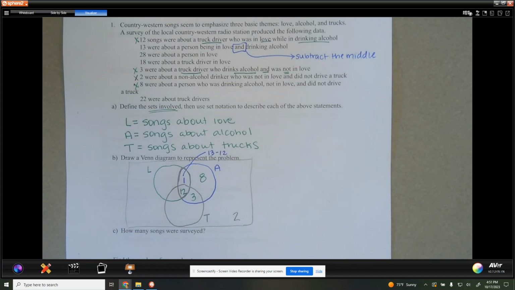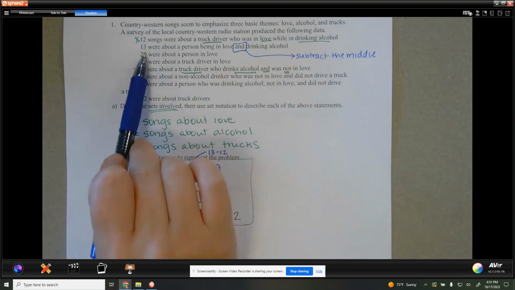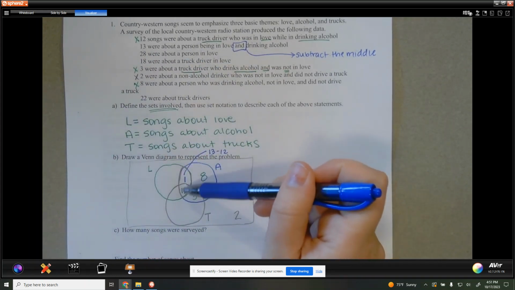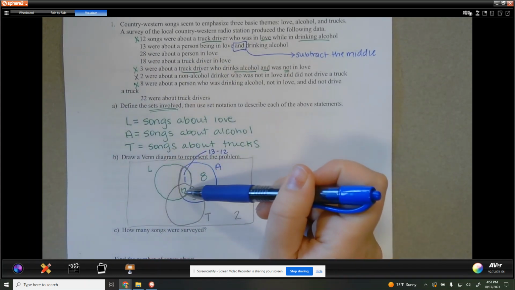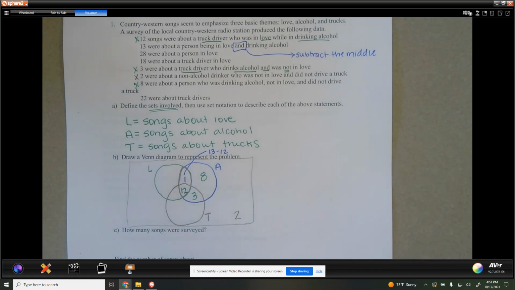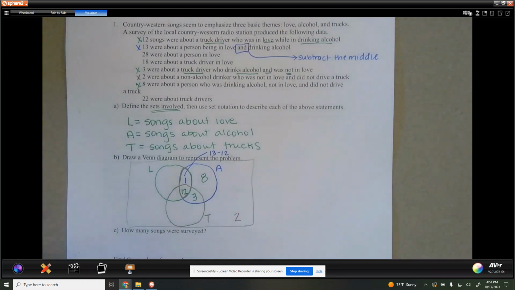So now that whole overlap, the and statement, adds to 13 because that's what we wanted. 13 are about a person being in love and drinking alcohol. Well, that's right here. Being in love and drinking alcohol, there's the 13. So we had to subtract off the middle because we already counted 12 of those. All right, so we're done with that one.